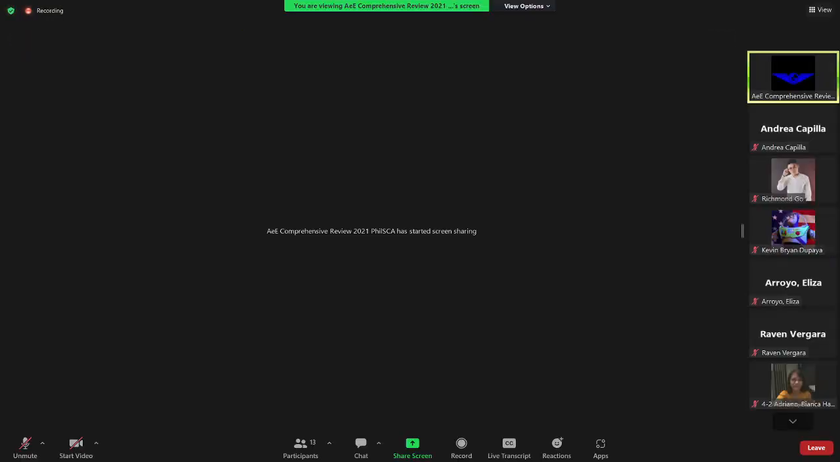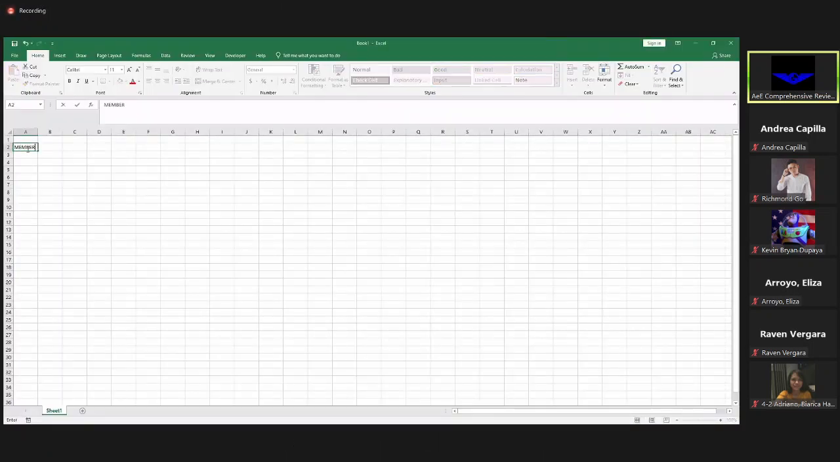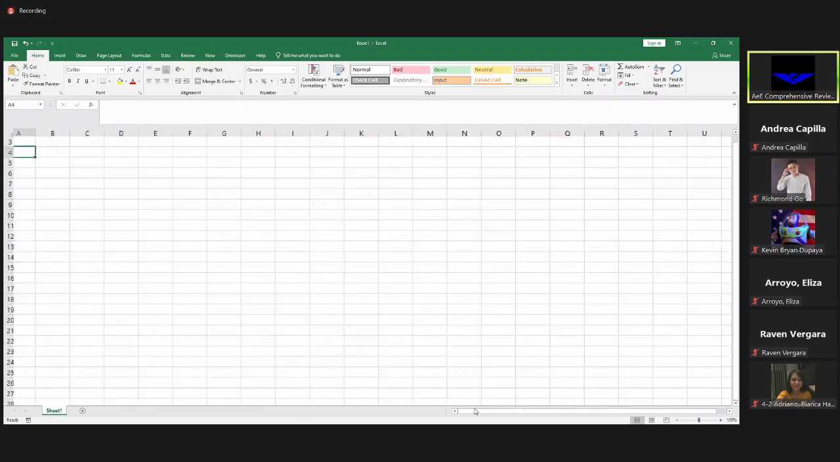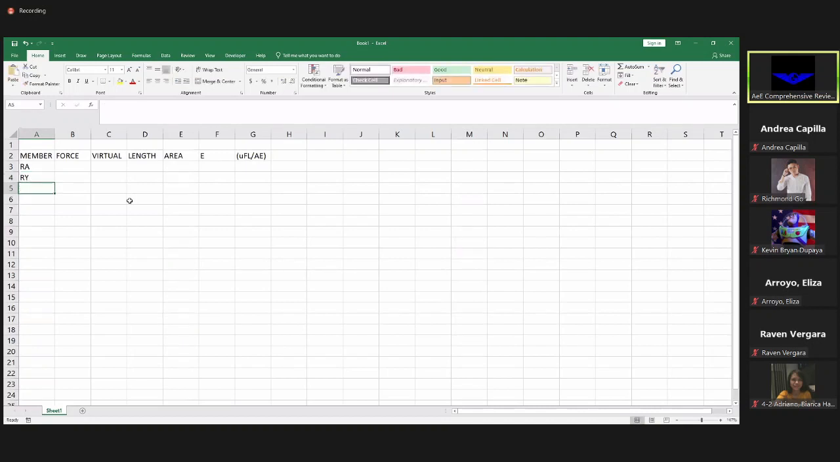So, ayan. Meron ka para sa member, para sa force, yung virtual unit, yung length, area, modulus of elasticity, tapos yung formula natin, which is FUL over area times modulus of elasticity. So anong member yon? Member RA. Okay guys, member RA. Zoom in ko lang. Member RA, RY, AY. So dito, ang tekniko pala is lahat muna ng naka-horizontal.